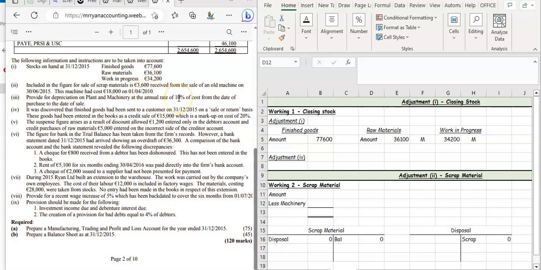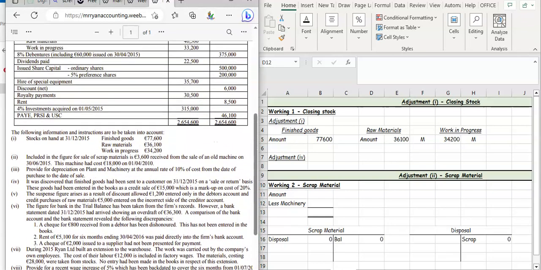And this 3,600 will be used to help calculate whether we made a profit or loss on the sale of this machinery. Now the machinery had cost 18,000 on the 1st of the 4th 2010. That piece of information will be used later on. We need to calculate the depreciation of machinery and where we need to reduce the value of our plant and machinery as well. So the first thing we need to do is find out the sale of scrap material. How much is that?